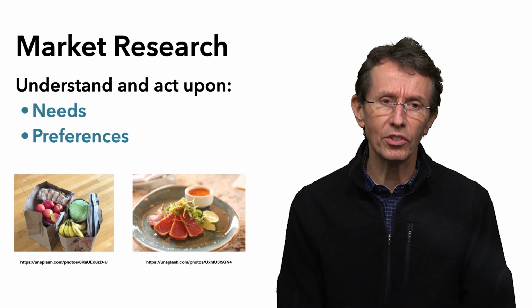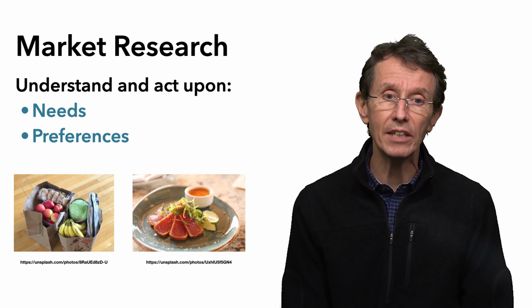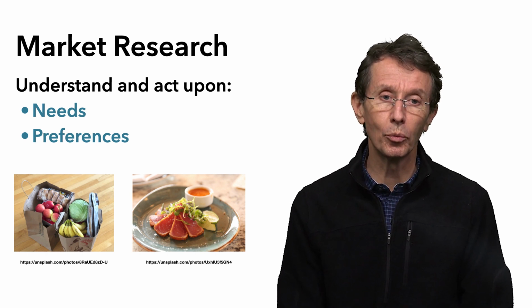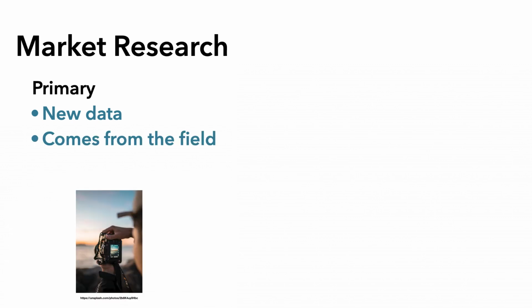So we do this in order to understand and then act upon our market's needs and preferences. Because if we can understand what is required, then we can better meet those needs and preferences. Market research can take two main forms. What we call primary market research, which is about gathering new data directly from the field. So primary kind of means new. It's not already there. It's not already written down in a report. We have to go and find it.